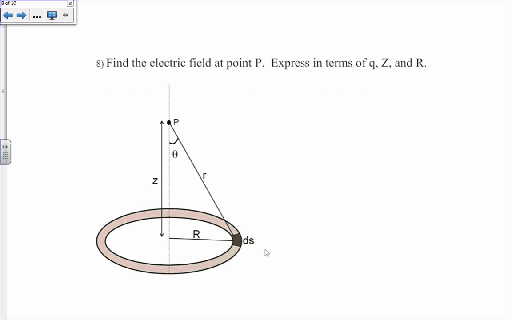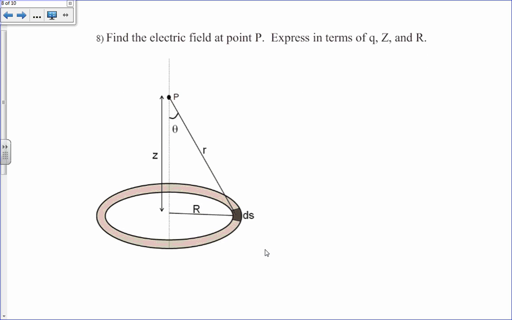All right, I'm going to find the electric field at point P. So the dipole is a special case, but it's a very important special case because dipoles occur a lot in nature. We also can sometimes get charges in regularly shaped objects, like for example a charged ring, and that's what we're going to do here, or a charged disk, which we'll do in just a minute. So I want you to find the electric field at point P and then express it in terms of Q, Z, and R, where Q is the total charge on the ring.